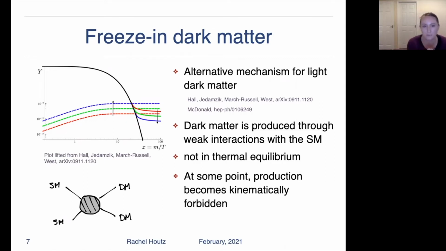So time goes, can you see? I can't even see my mouse, so I don't think you guys can. But time goes from left to right on this plot. Okay. Okay.